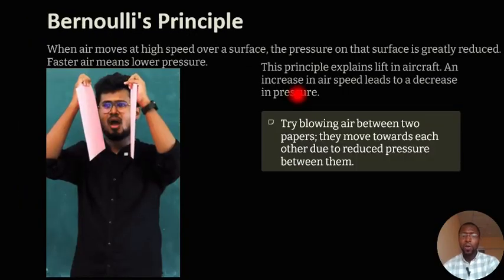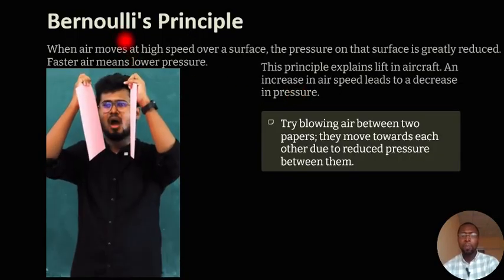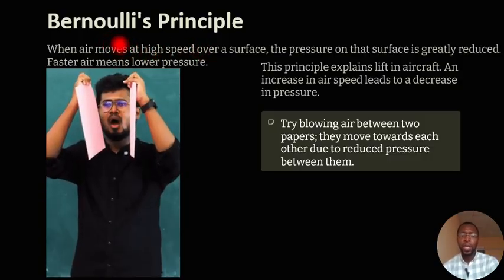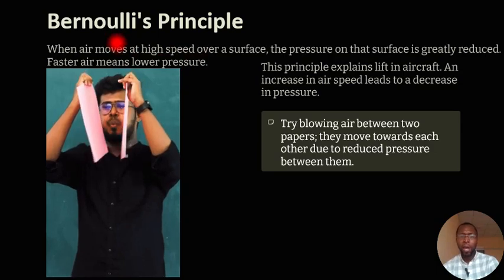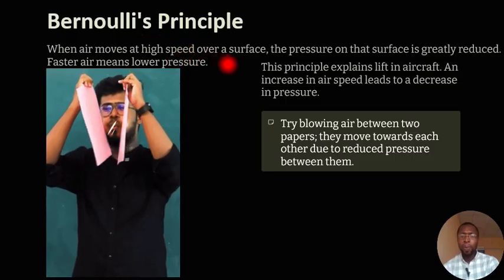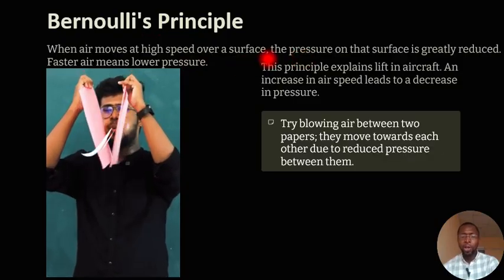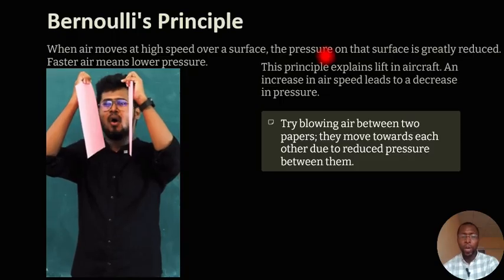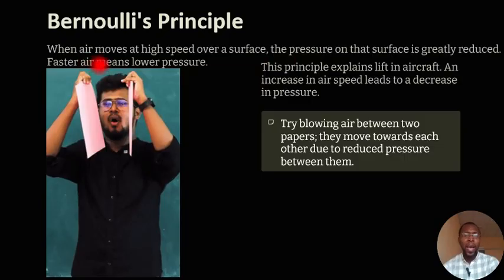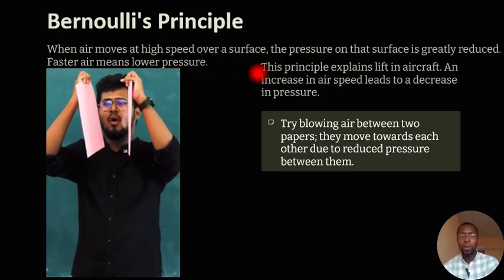So, with this energy, a man called Bernoulli propounded a principle that was named after him, and that's Bernoulli's principle. What is the principle of Bernoulli? Bernoulli's principle states that at high speed, pressure is low or reduced, and at low speed of air, pressure is high. In other words, faster air means lower pressure. Faster air means lower pressure.